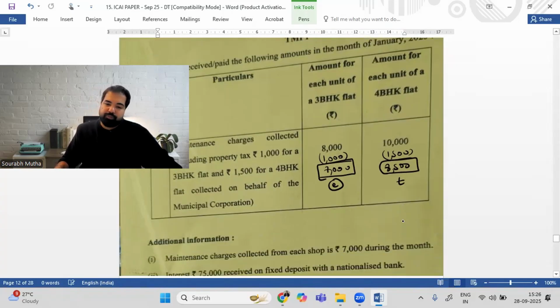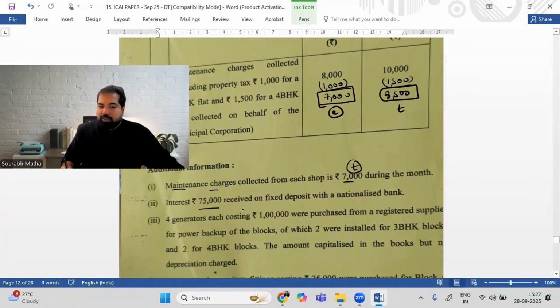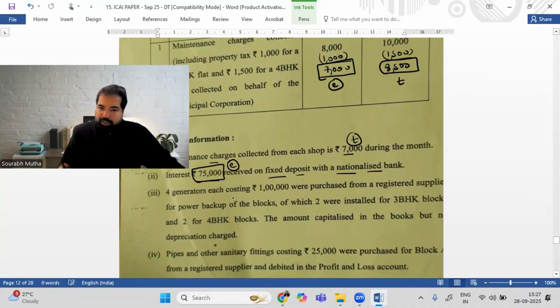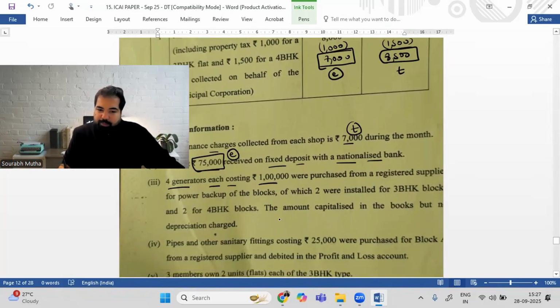This is taxable. Next, maintenance charges collected from each shop is 7,000 during the month. This is completely taxable for shops. This 7,500 is only for residences. Interest 75,000. This one is exempt. So this is also exempt supply, on fixed deposit to the nationalized bank, because on interest there is no GST. 4 generators each costing 1 lakh were purchased. So this is a purchase. There is no supply here. So exempt supply looks like this.